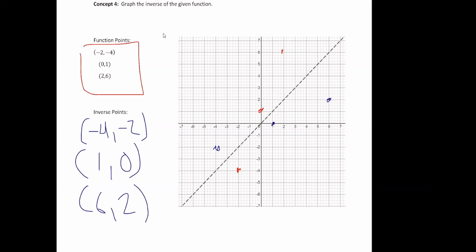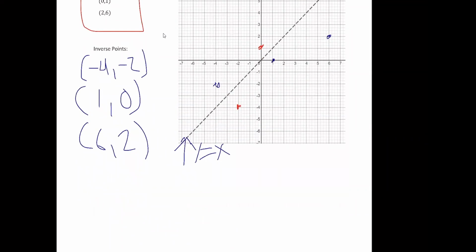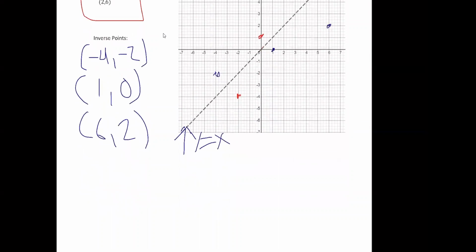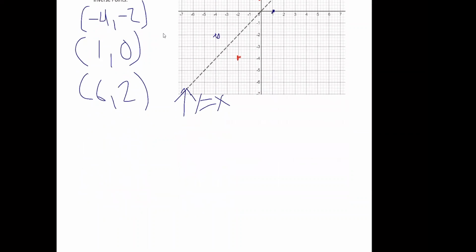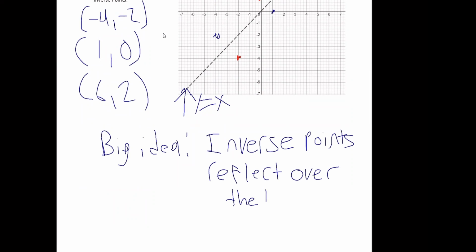So one thing you're going to notice when you graph inverse points is that it reflects over the line y equals x. I don't know if you remember back in geometry, probably not, but if you reflect over the line y equals x, basically your x and y values just swap. But the big idea, and you don't have to have points. If you had a line or something, you would see it basically reflects over that line. But inverse points reflect over the line y equals x. So that's what happens graphically when you're doing this.